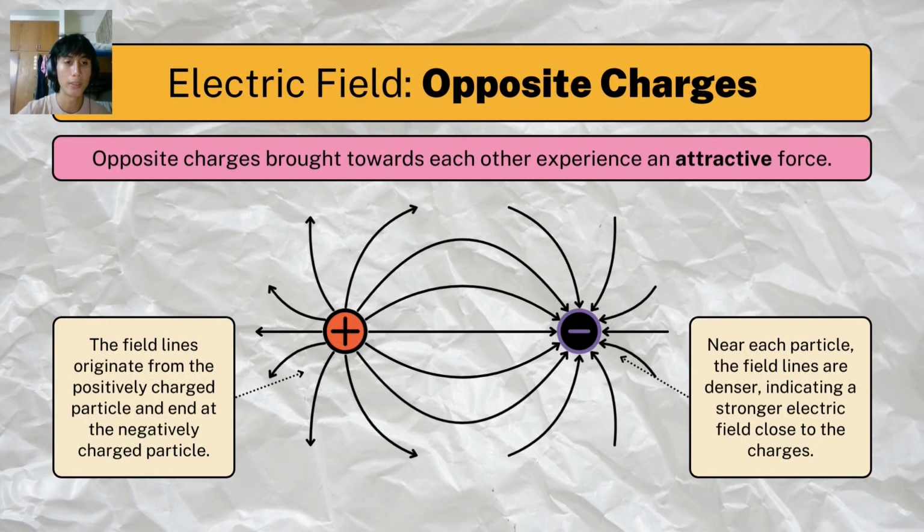Then you can see the electric field of opposite charges, which means opposite charges brought toward each other experience an attractive force. As you can see, the field lines originate from the positively charged particle and end at the negatively charged particle. Near each particle, the field lines are denser, indicating a stronger electric field close to the charge.